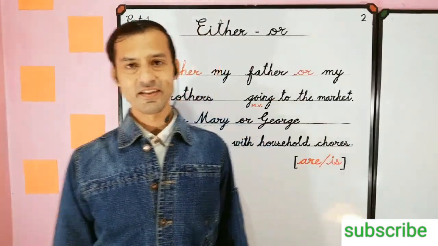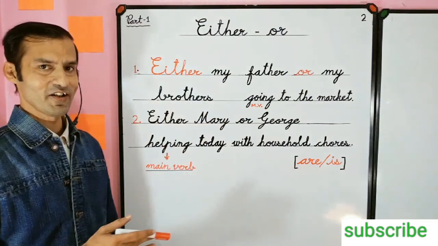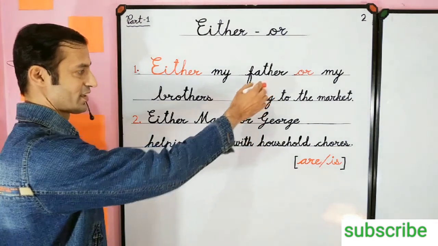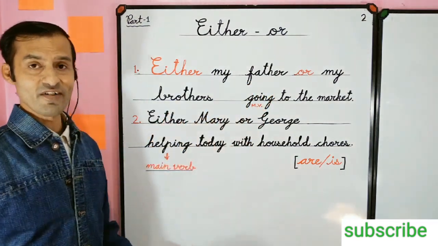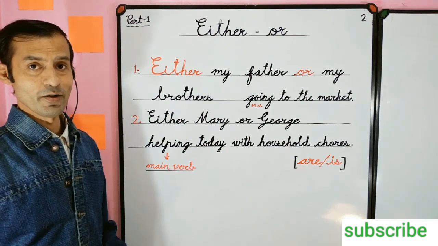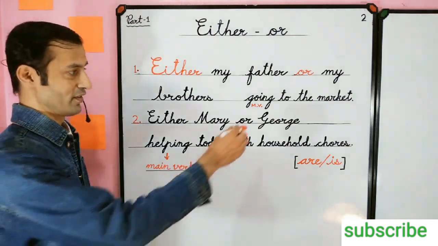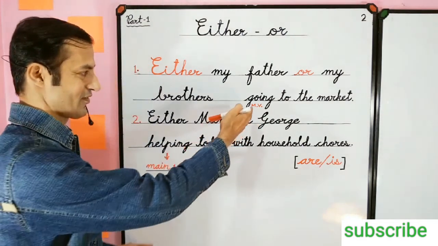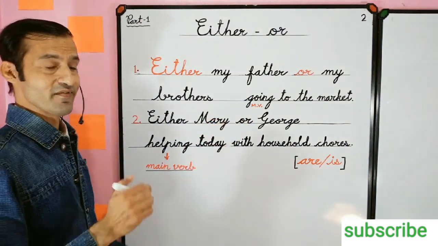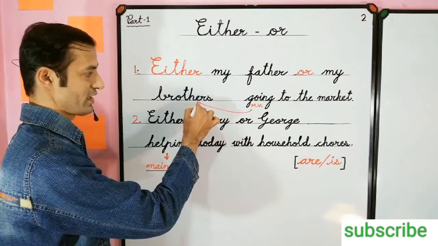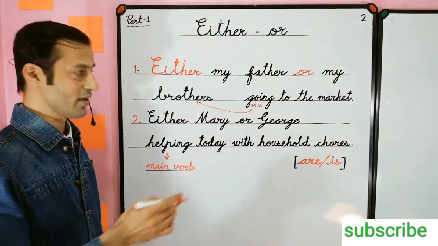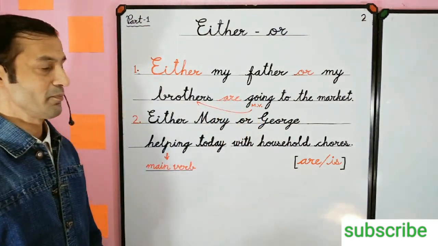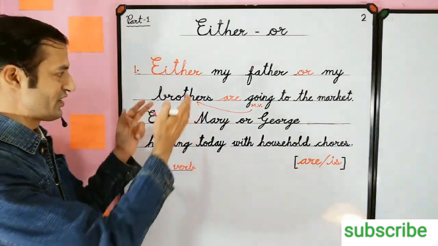And look at this sentence: either my father or my brothers are going to the market. This sentence represents father first and brothers second. And what type of verb should be used in this sentence? First observe the main verb. First focus on the main verb. So where is the verb? Here is the verb. If the subject closest to the verb is plural, we use the plural verb are. The main verb must agree with the nearer subject.